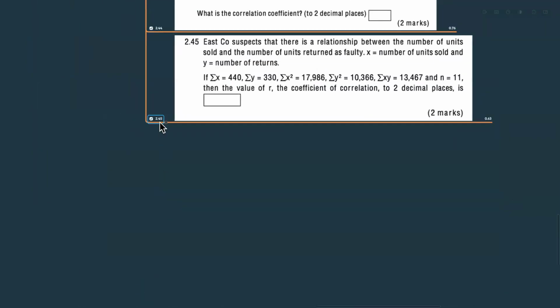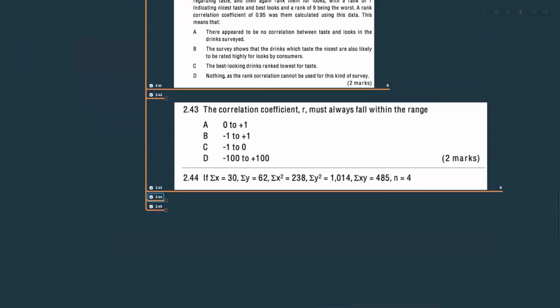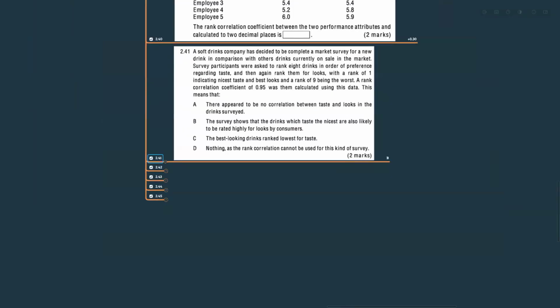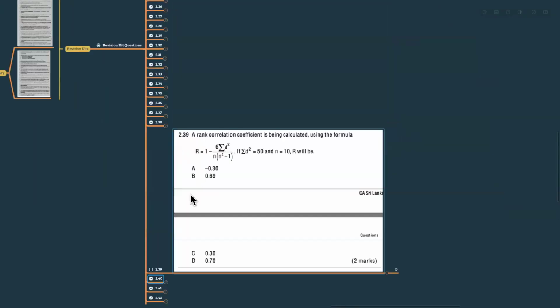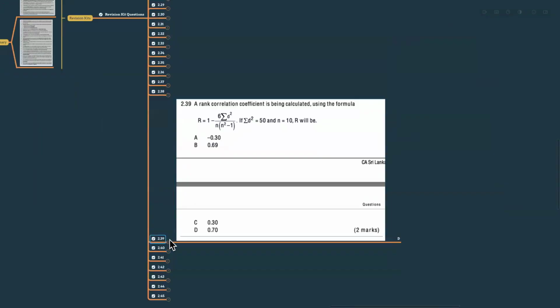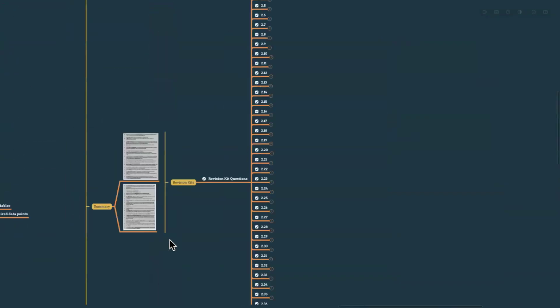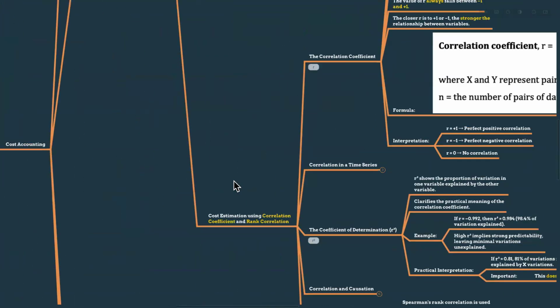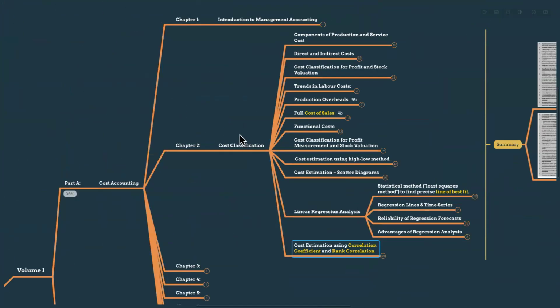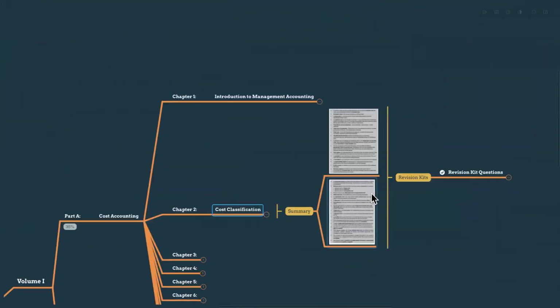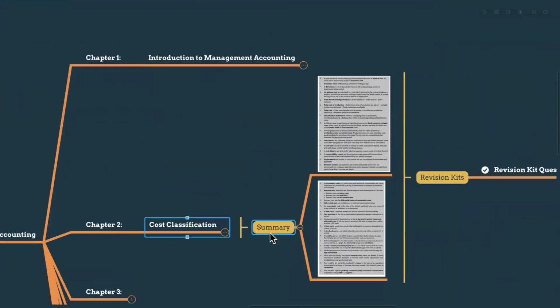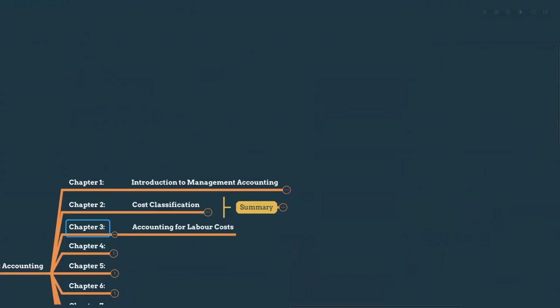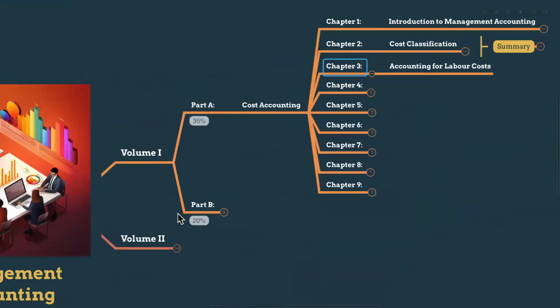So guys, congratulations to all of you for your patience and everything. We have done and dusted with all the questions. And I think, yes, this 2.39 also we have done. There are no questions we have missed in your revision kit related to this area, that is cost classification, chapter 2. So we will do the chapter roundup in the next session before we start chapter 3, that is accounting for labor cost, right?